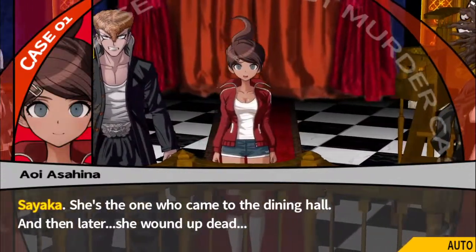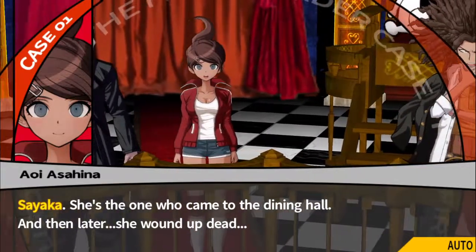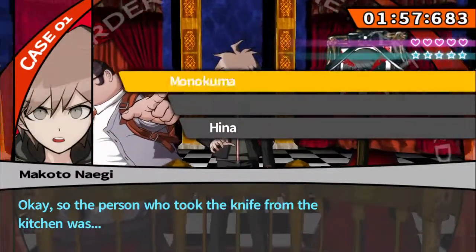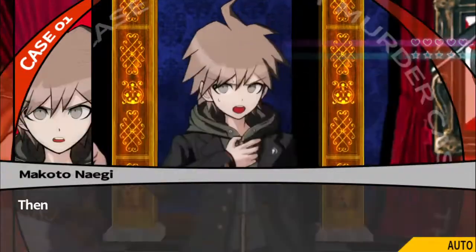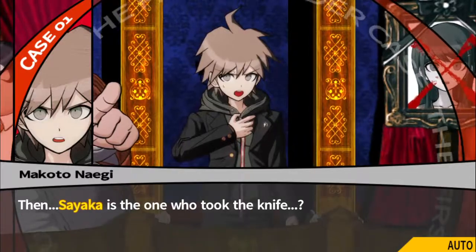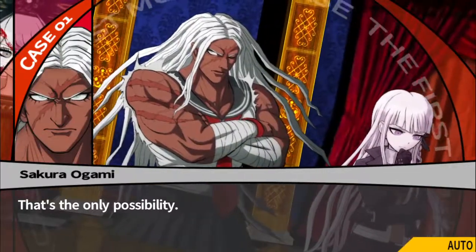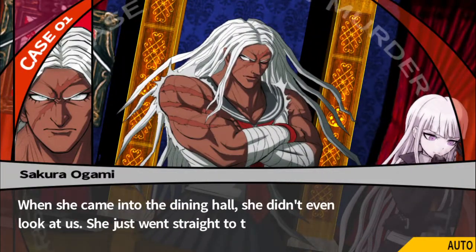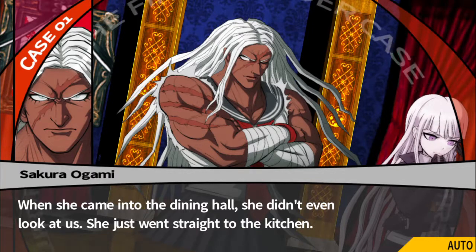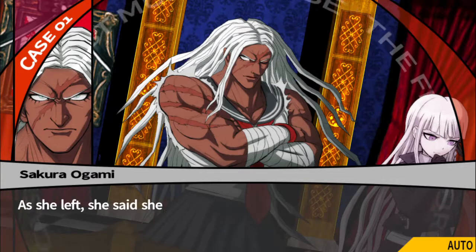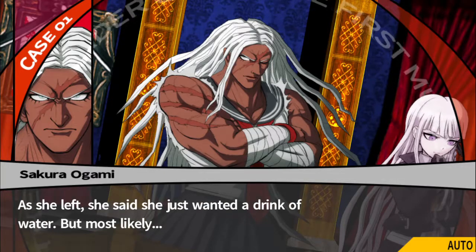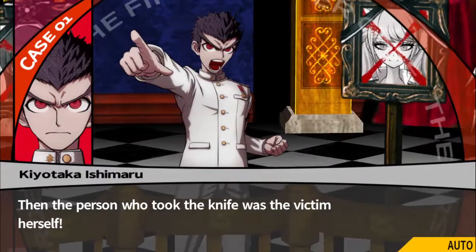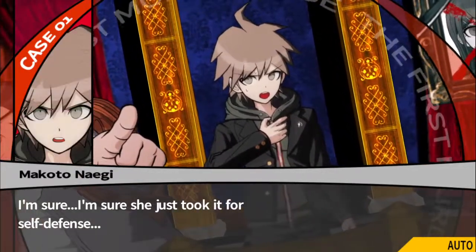Sayaka. She's the one who came to the dining hall. And then later, she wound up dead. I got it! Then, Sayaka is the one who took the knife? That's the only possibility. And thinking back on it, she was acting kind of unusual. When she came into the dining hall, she didn't even look at us. She just went straight to the kitchen. As she left, she said she just wanted a drink of water. But most likely... the person who took the knife was the victim herself! I'm sure she just took it for self-defense.